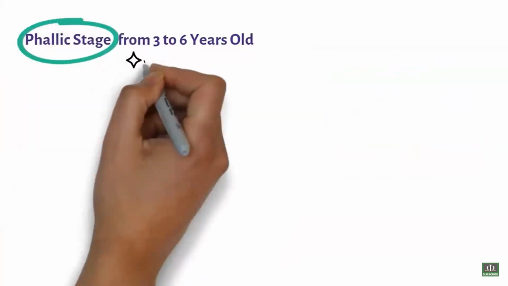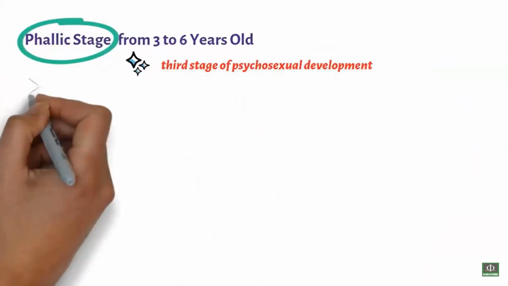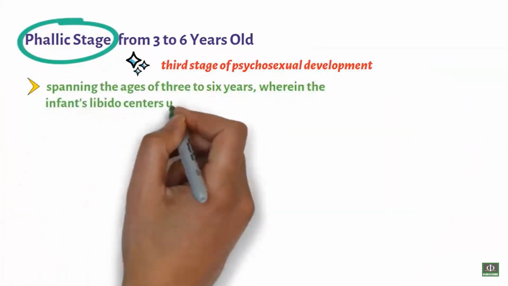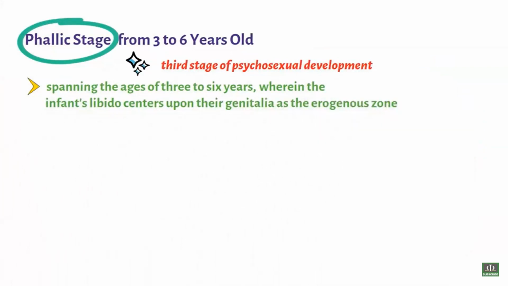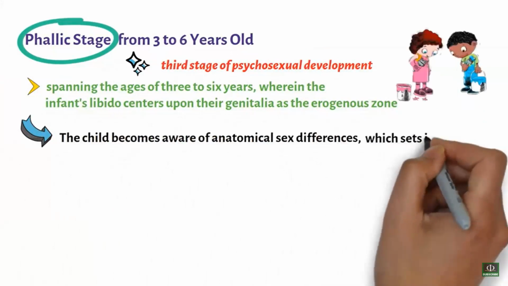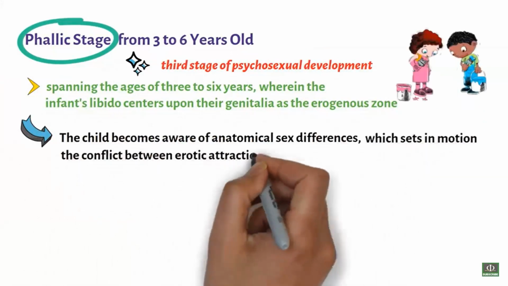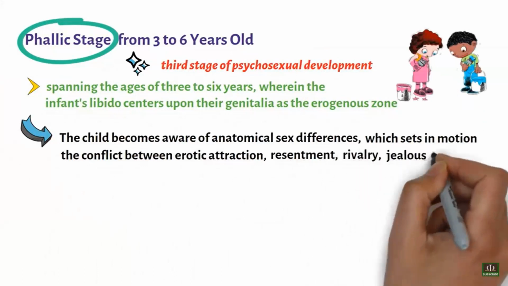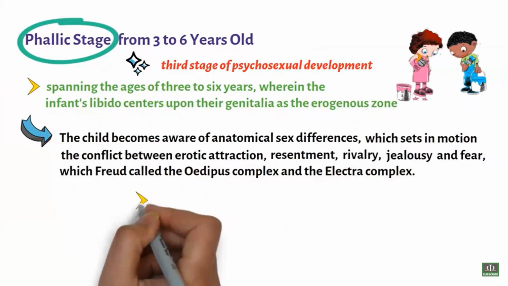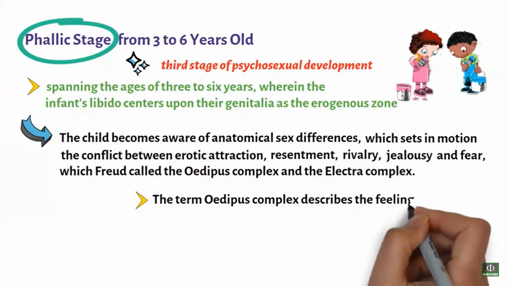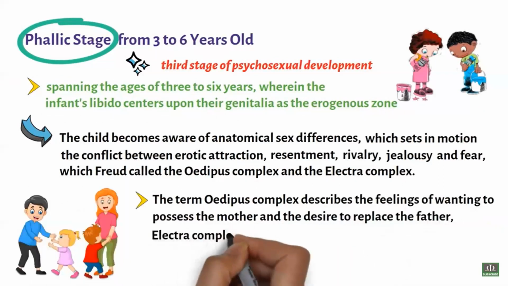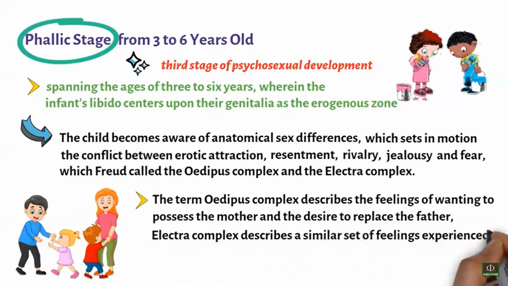The phallic stage is the third stage of psychosexual development, spanning the ages of 3 to 6 years, wherein the infant's libido centers upon the genitalia as the erogenous zone. The child becomes aware of anatomical sex differences, which sets in motion the conflict between erotic attraction, resentment, rivalry, jealousy, and fear, which Freud called the Oedipus complex and the Electra complex. The term Oedipus complex describes the feelings of wanting to possess the mother and the desire to replace the father, while Electra complex describes a similar set of feelings experienced by young girls.